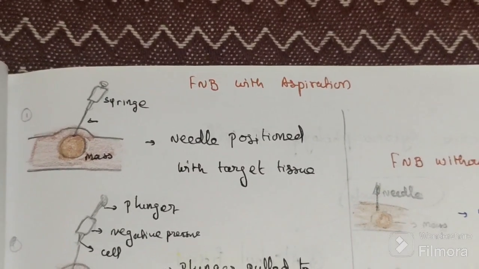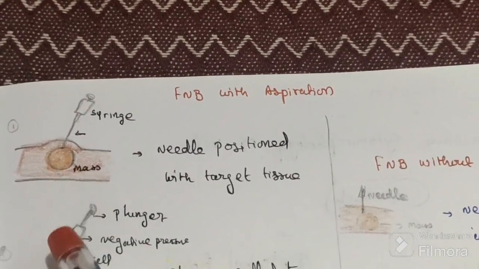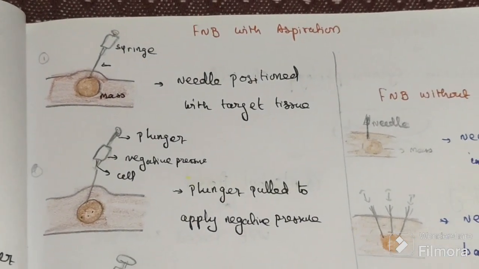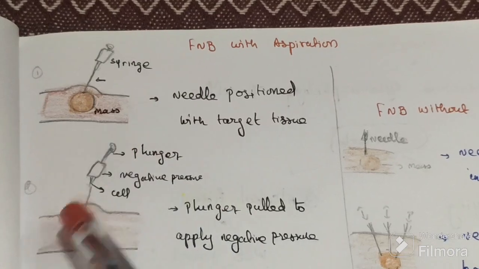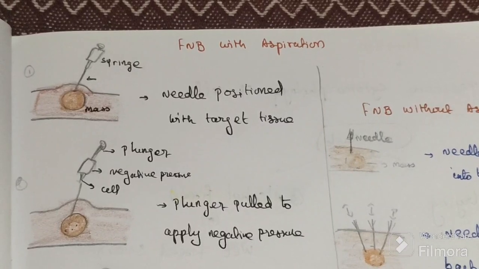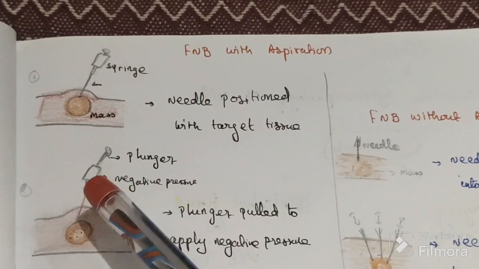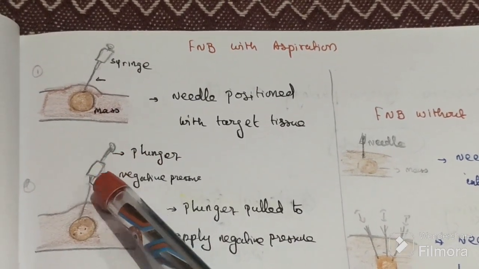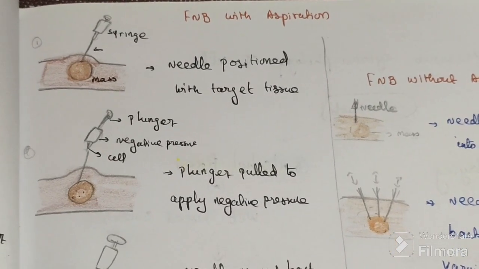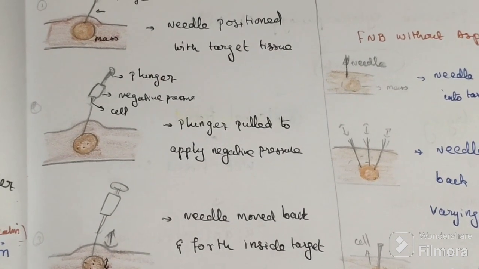Needle going to the mass. Okay, this one is the mass. Needle going to the mass, going to pull up the plunger. This one is the plunger. We are taking out the plunger up. What will happen? Creation of negative pressure. So when we take it out, the negative pressure will be taking tissue into the needle. Now the cells will be inside the needle.